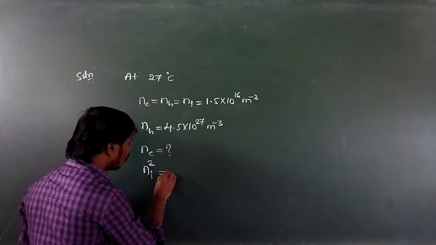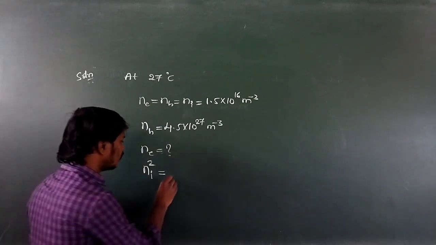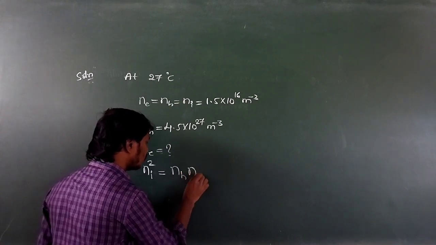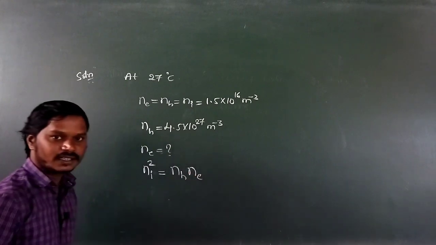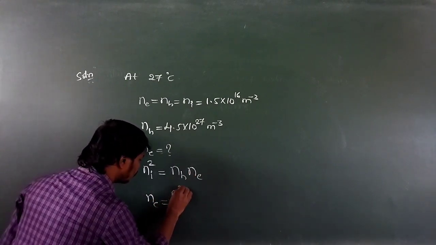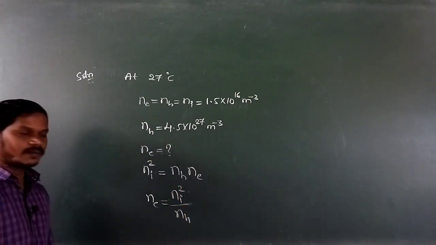So when this pure silicon is doped with indium, then the hole density increases. Then it can be written as NH into Ne. Then what is our aim? Our aim is to find Ne. Then Ne is equal to Ni square divided by NH.